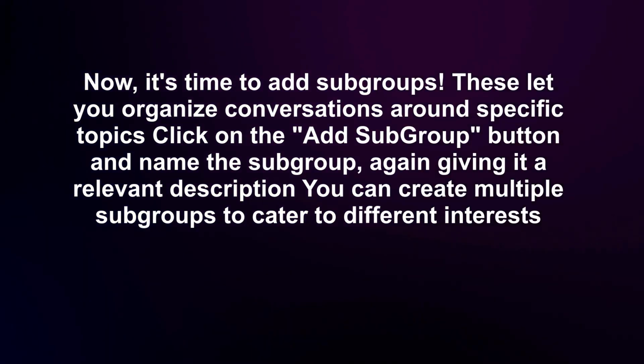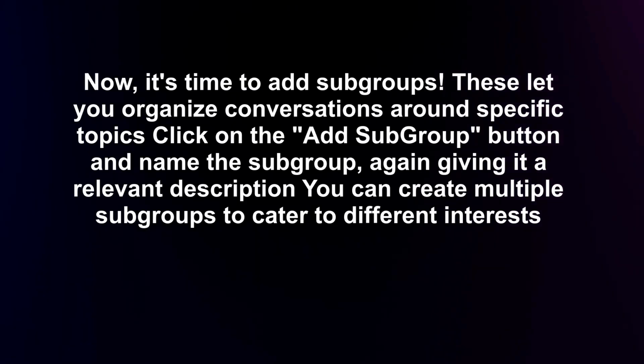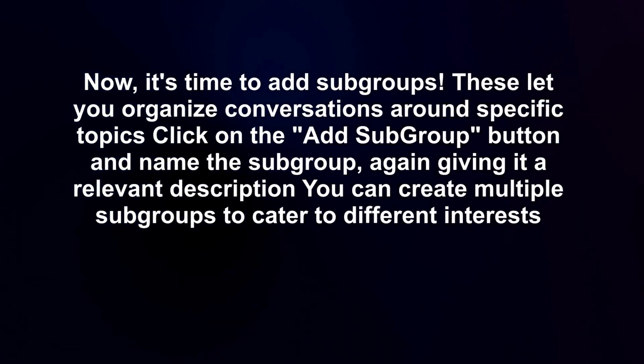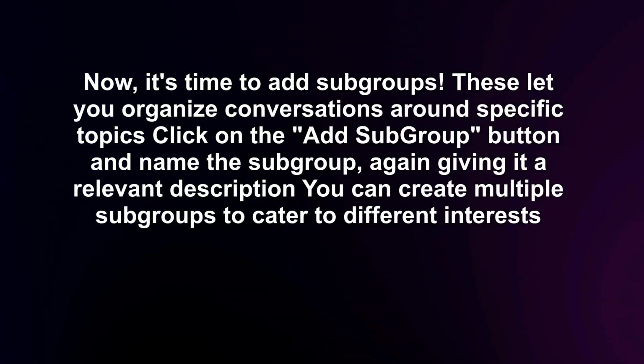Now, it's time to add subgroups. These let you organize conversations around specific topics. Click on the Add Subgroup button and name the subgroup. Again, giving it a relevant description. You can create multiple subgroups to cater to different interests.